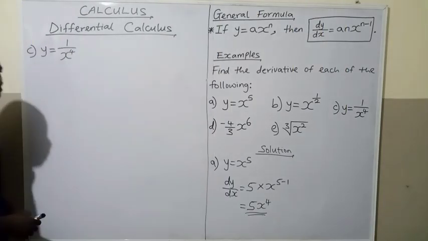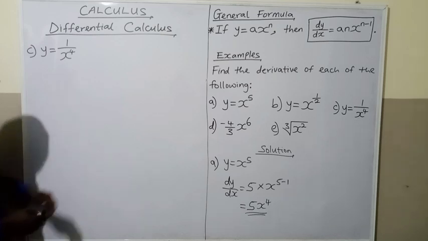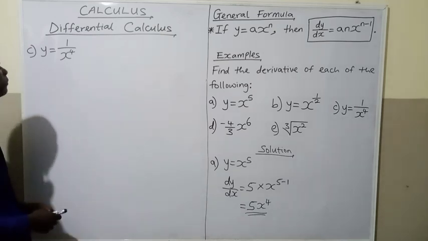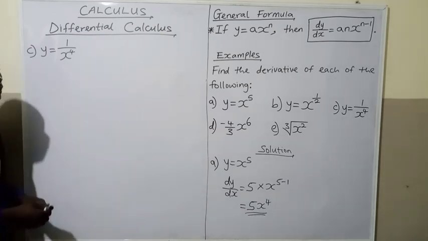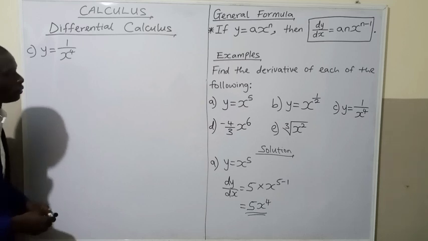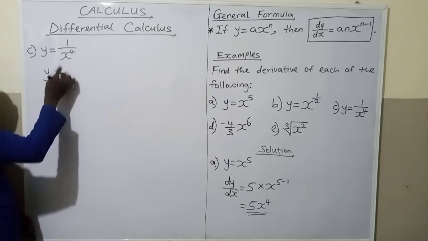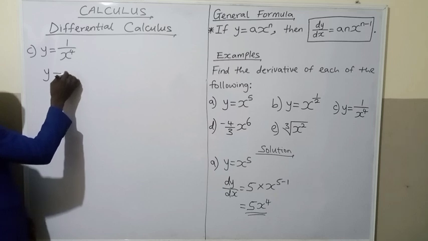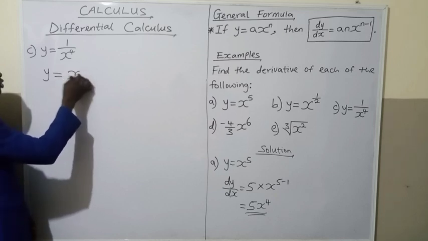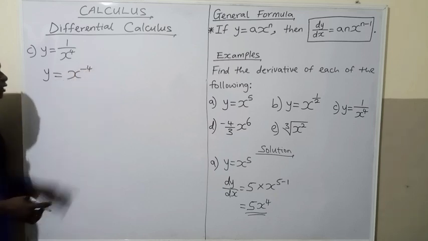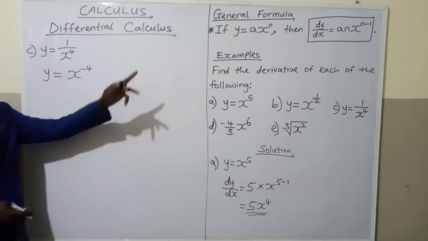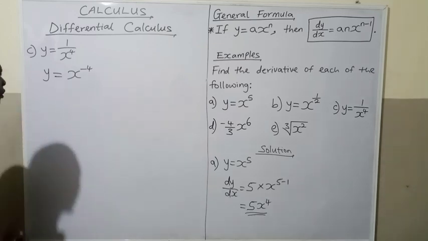Thank you. C, y equals 1 over x raised to the power 4. So we are going to do a reversal of what we used in B before now. So y equals 1 over x raised to the power 4 is the same thing as y equals x raised to the power negative 4. Right? So we have to bring it to this format so that we can apply the general formula successfully.